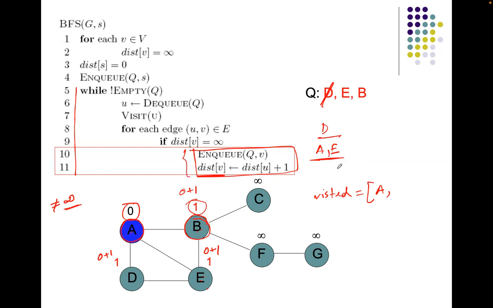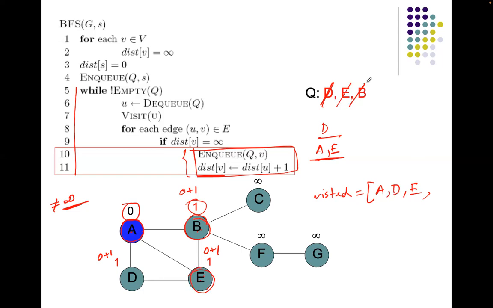Okay, then let's dequeue E. For E, we found it has 3 children, B, A, and D. For every child, we'll check the distance value. The distance value is not infinite, meaning they are already visited, nothing to do. Okay, so now dequeue B. And in the meantime, whenever we dequeue some item, we're going to make it visited.